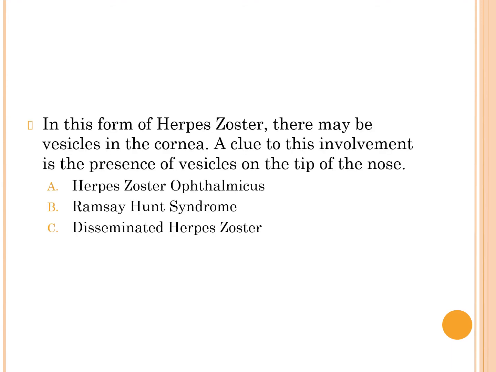Now let us familiarize ourselves with some special forms of herpes zoster. Question. In this form of herpes zoster, there may be vesicles in the cornea. A clue to this involvement is the presence of vesicles on the tip of the nose. Is this herpes zoster ophthalmicus, Ramsey Hunt syndrome, or disseminated herpes zoster? The answer is herpes zoster ophthalmicus.